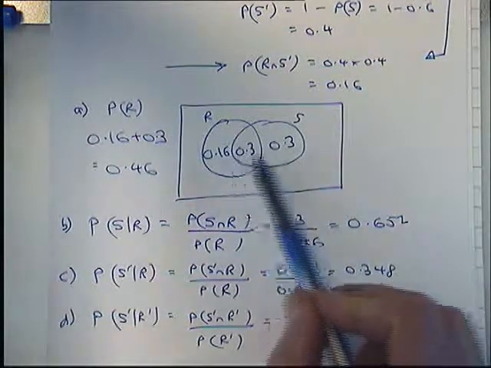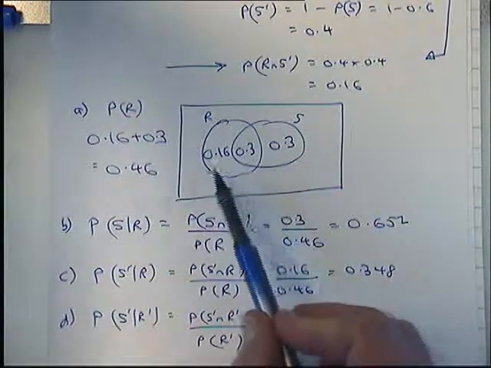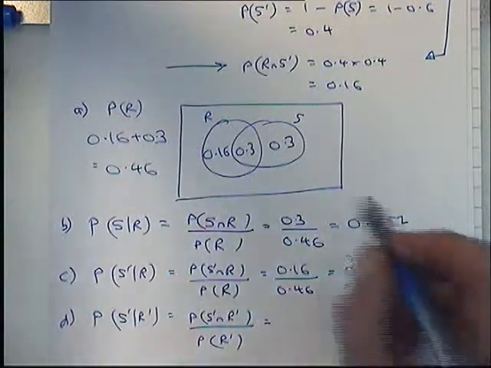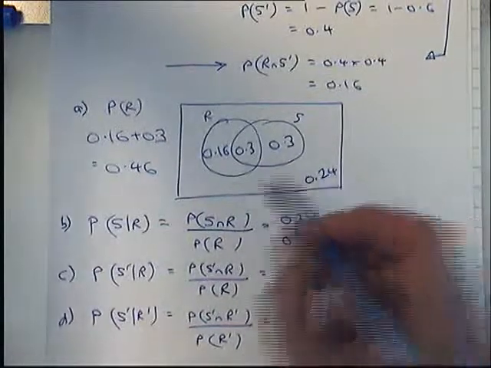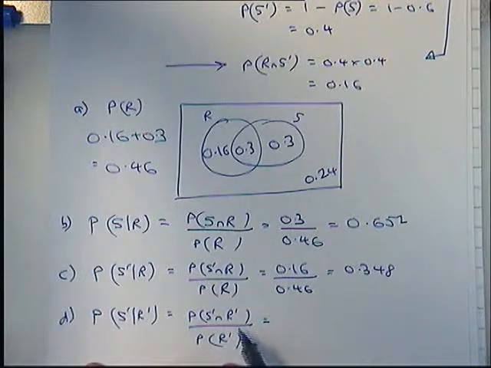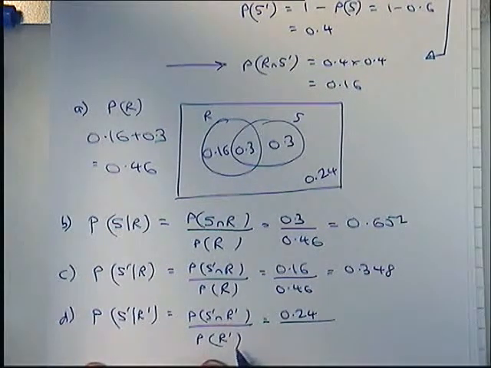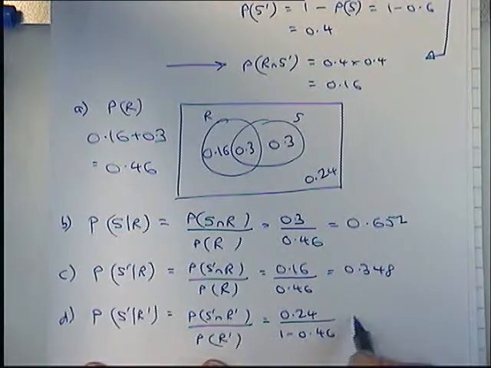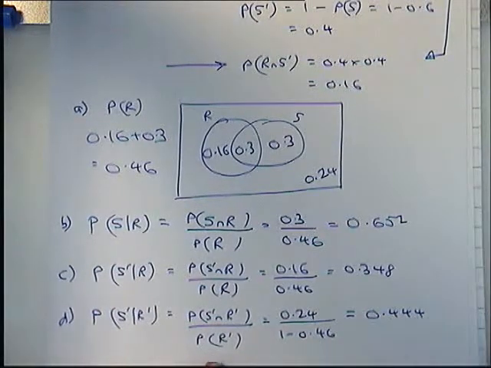If I add those three numbers together, I get 0.76. So there must be 0.24 outside here. That came from 1 minus all the other numbers. So not in S and not in R is 0.24. Not in R is 1 minus the R number, so that'll be 0.54 on the bottom. Do that divide, you get an answer of 0.444.